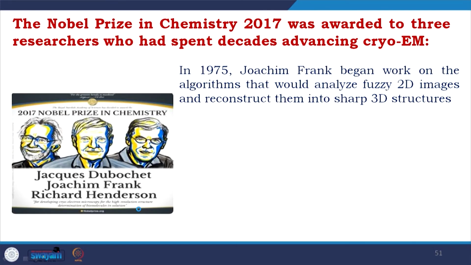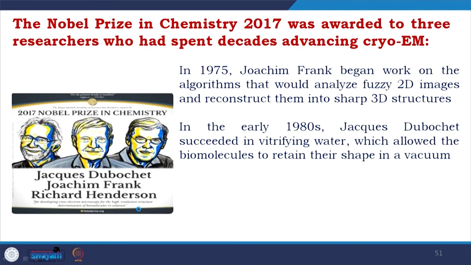With that, I would end up just remembering the Nobel Prize of Chemistry, the work of them. So, as I have already talked about, the Nobel Prize in Chemistry 2017 was awarded to 3 researchers who had spent decades advancing cryo-electron microscopy. You all know the history now. What they did, we talk in detail, but to summarize, in 1975, Joachim Frank began work on the algorithms that would analyze fuzzy 2D images and reconstruct them into sharp 3D structures. So, from 2D micrograph, the picture, to a model, that is where Joachim Frank stands.